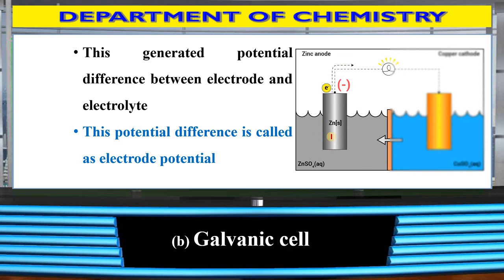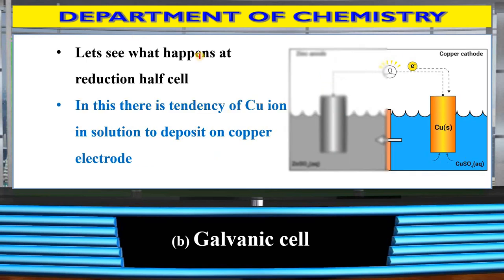potential difference, between positive and negative, that potential difference is called the electrode potential. It means the capacity of the metallic rod to donate electrons is called the electrode potential of that electrode. How many electrons can be donated from that metallic rod, that capacity is called the electrode potential. Let's see what happens at the reduction half cell.